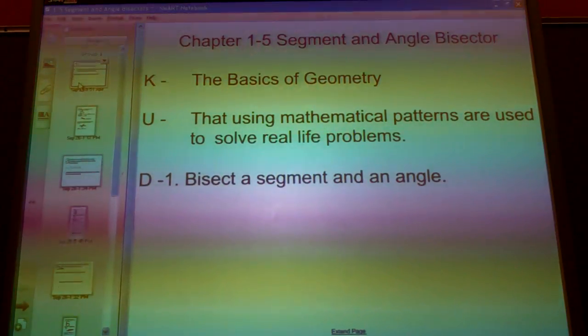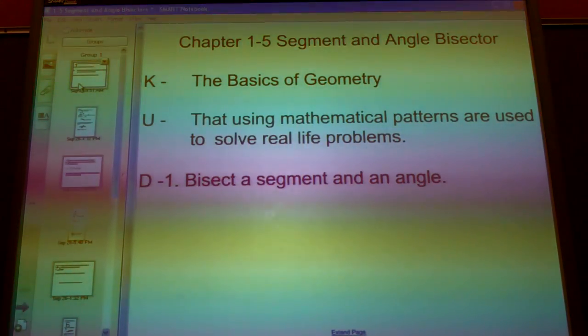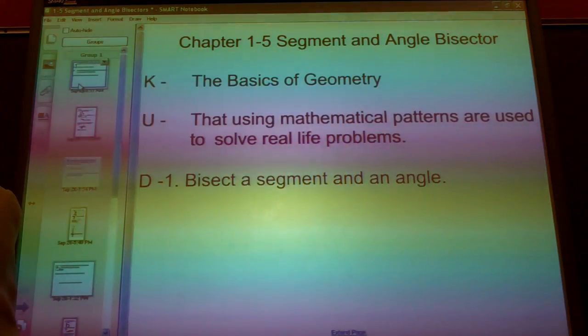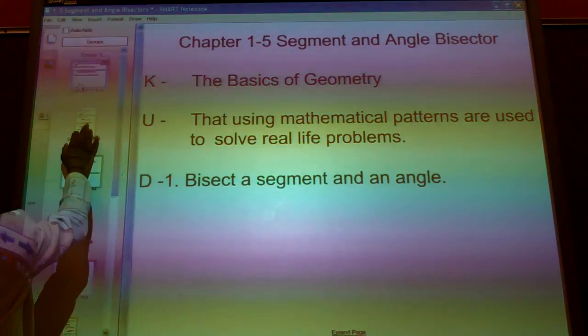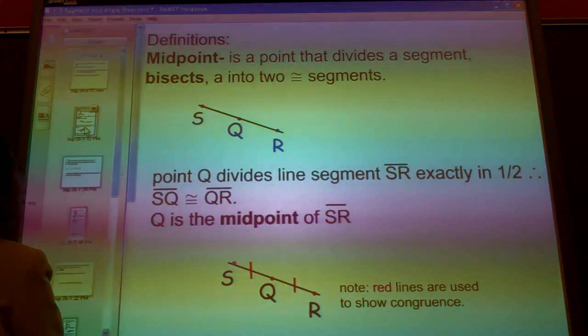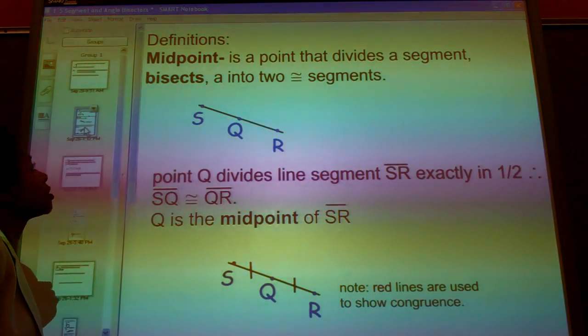This is chapter 1-5, segment and angle bisector. Please take a second to copy your cuts. Let's start with some definitions.